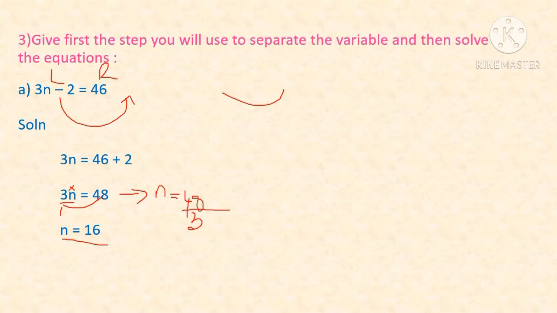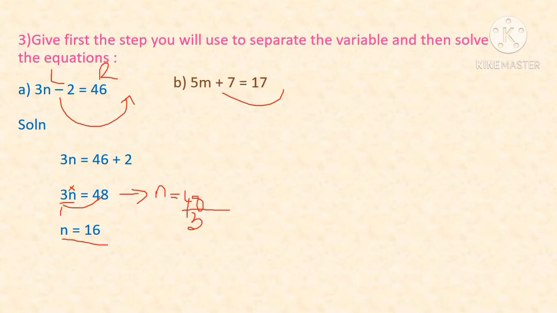3n means 3 into n. So when you bring this 3 to the right hand side, we will write in the reciprocal method. So we will be writing that in the denominator. So 48 divided by 3. Cancel it or divide. Cancelling is easy, right? So cancel it, you will be getting the answer n is equal to 16. So what is the value of n? 16. This is how you will be finding the value for the variables. Okay, now let's see the next problem.